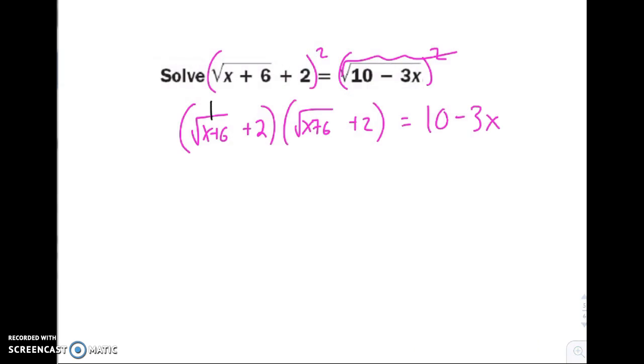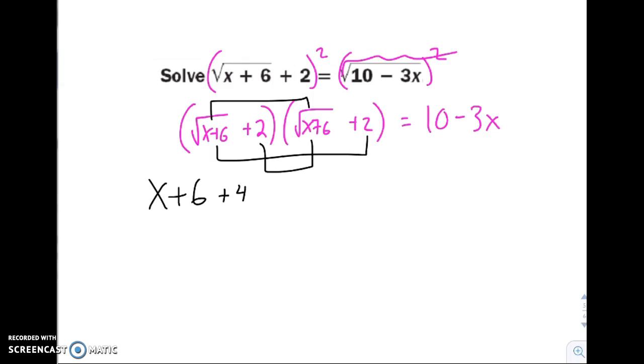Alright, so what happens in this one? Well, we multiply this. The square root of x plus 6 times the square root of x plus 6 is just going to be x plus 6. Outside will be 2 times that square root. Inside will also be 2 times that square root, so you will have a total of 4 times the square root of x plus 6. And then finally, 2 times 2 is plus 4. Over on this side, still 10 minus 3x.